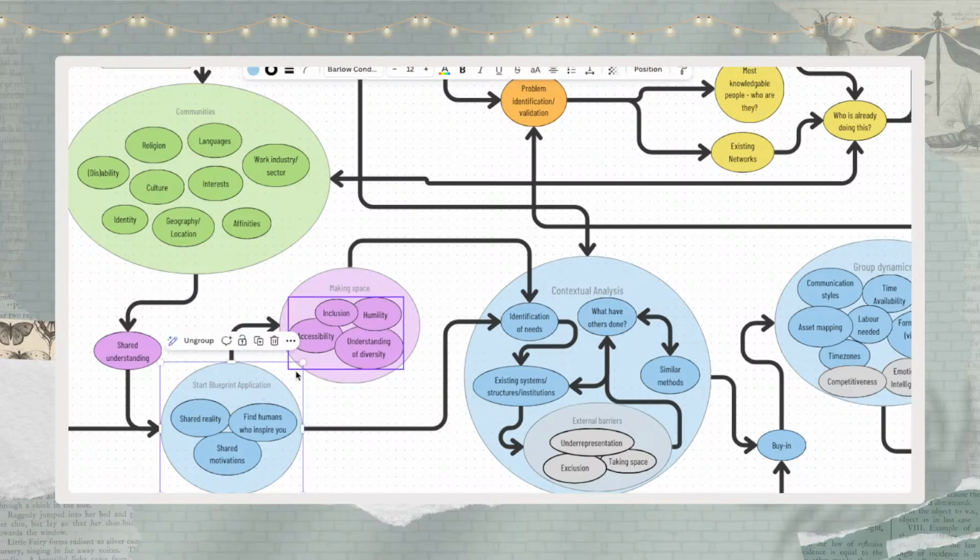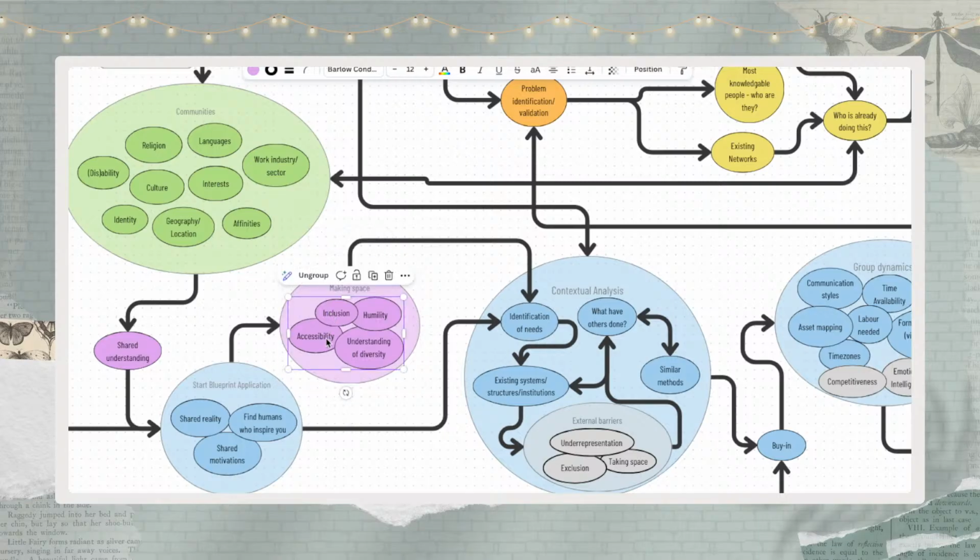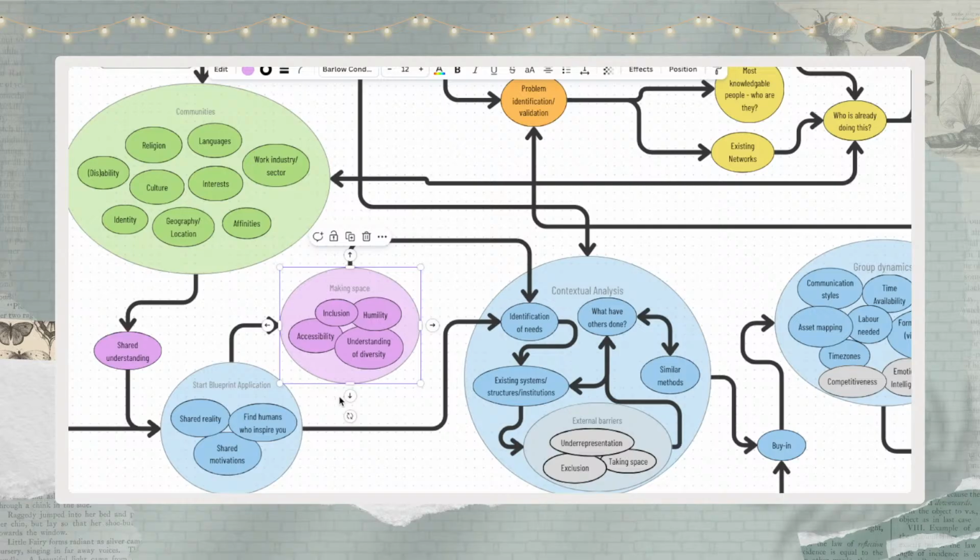And from there, as we're designing this process, we want to make sure that we're considering the idea of making space. Because if we're trying to build a community, and interweave our community with others, we want to make sure that we're not just creating space for ourselves, but we're making space for others. For us, that right now came up as thinking about accessibility, inclusion, humility, and an understanding of diversity beyond our own reality. But that can also encompass other things that we want to make sure that we are thinking about as we're designing, not only as we're designing this blueprint, but also as a component of the blueprint itself.